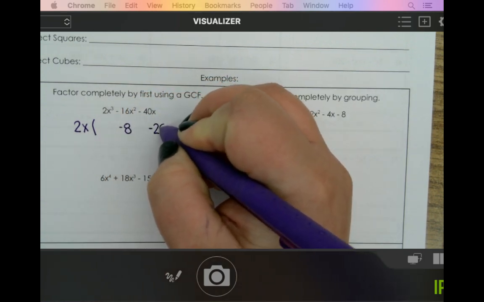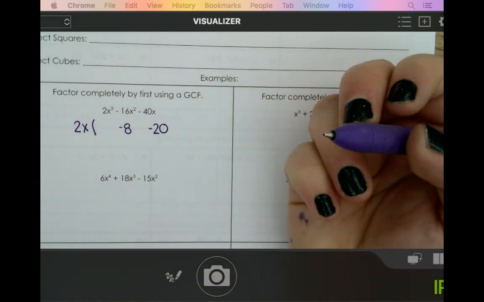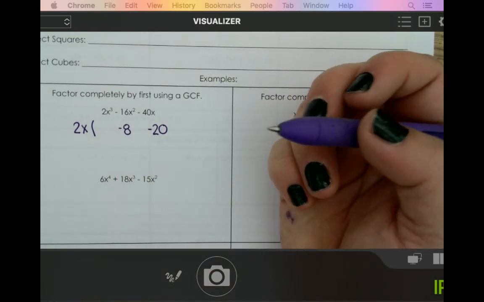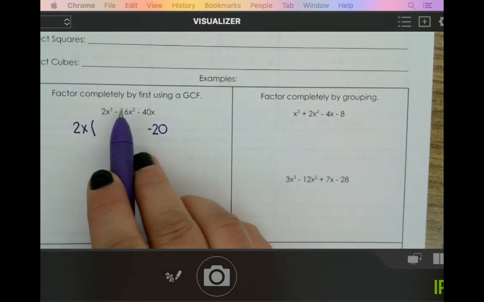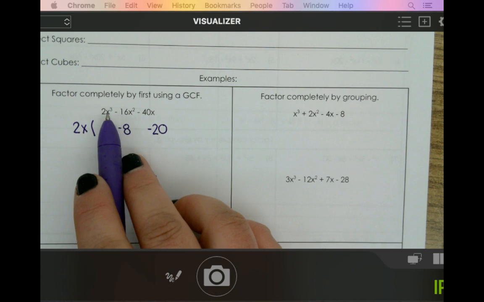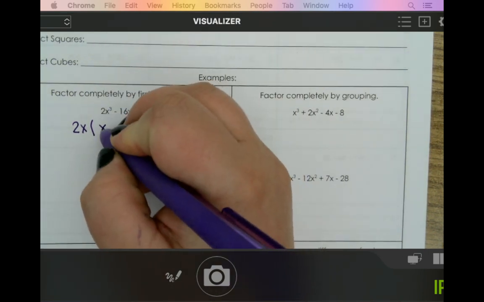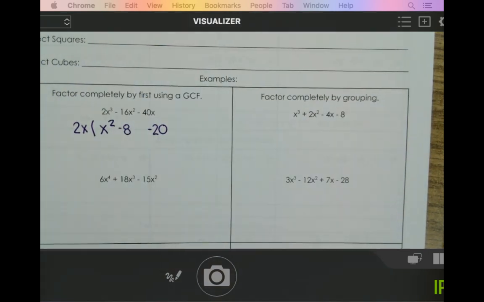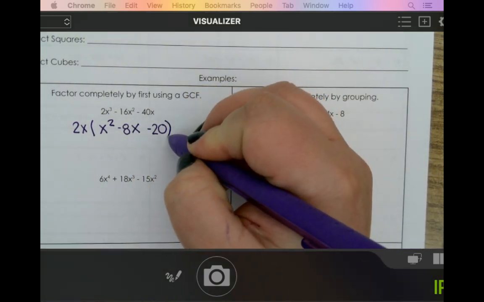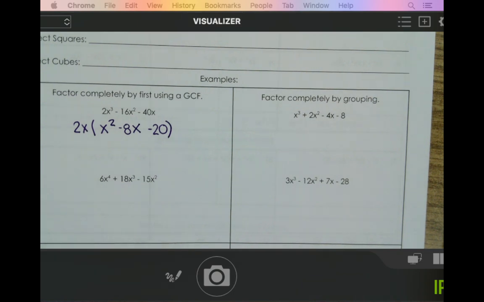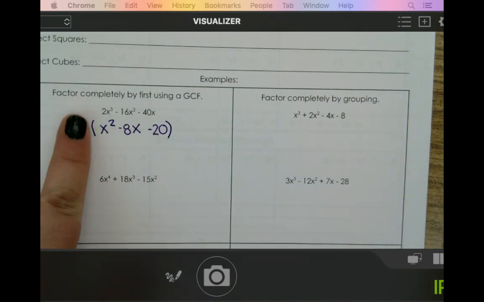And I like to go through and do all the number parts first and then the x's. And then if I take an x out here, that's going to take a power away from all of these. So this one is just going to be x squared. This one is just going to be x. And the last one isn't even going to have an x on it. Now we are almost like covering up that 2x. It still has to be there, and we're factoring what's left.